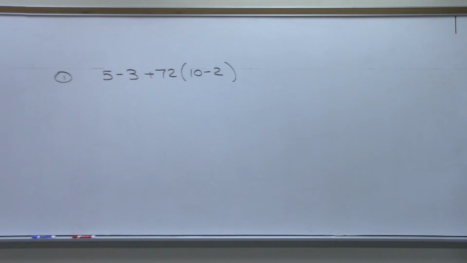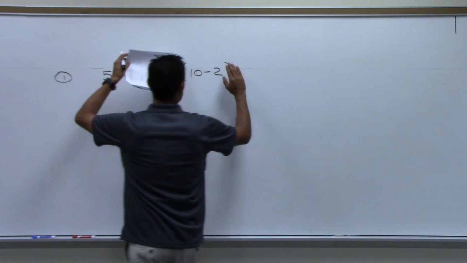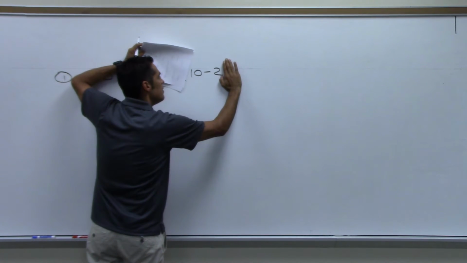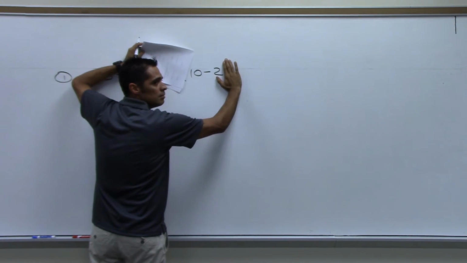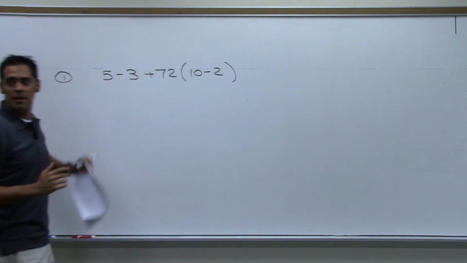All right, do you see parentheses? Yes? So that means your entire universe becomes just what's in there. And now you start over. Do you have any parentheses in there? Inside there, do you? No? Exponents? No? Multiplication? Division? Addition or subtraction? Yes, so 10 minus 2 is 8. Okay, so I'm going to replace that with an 8.